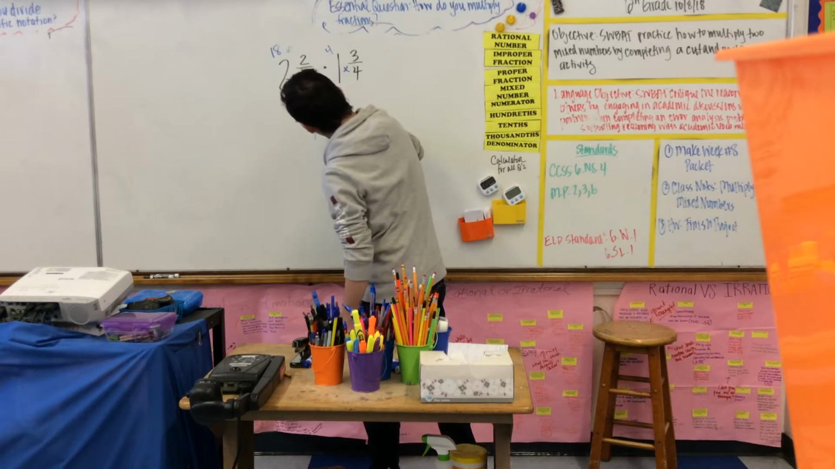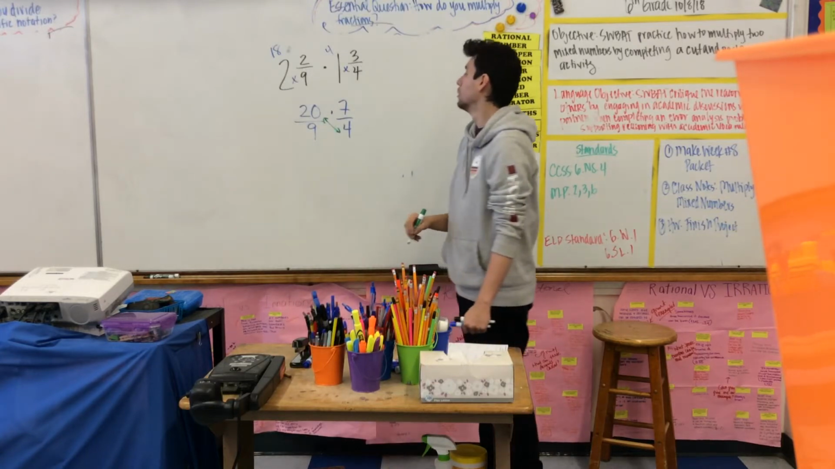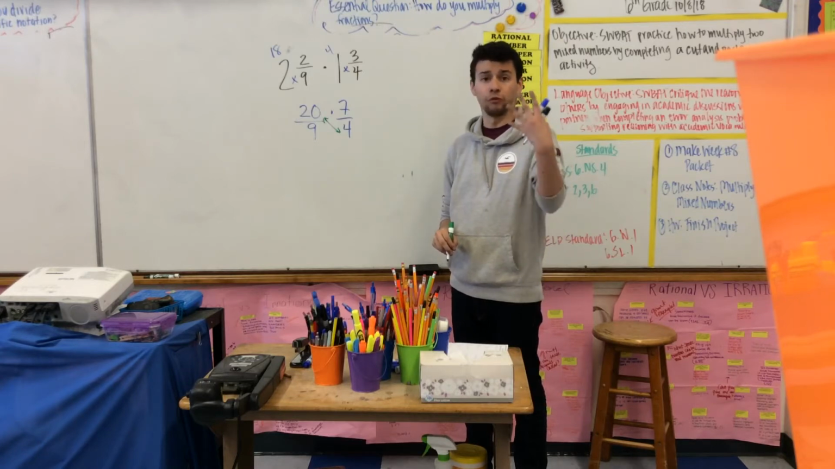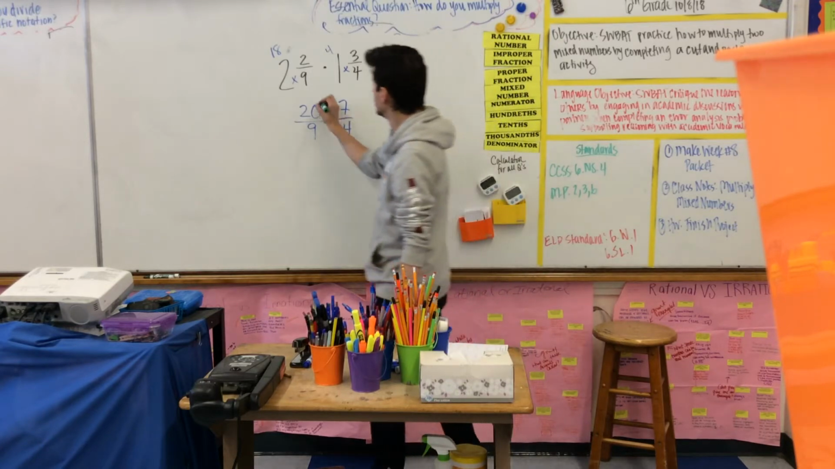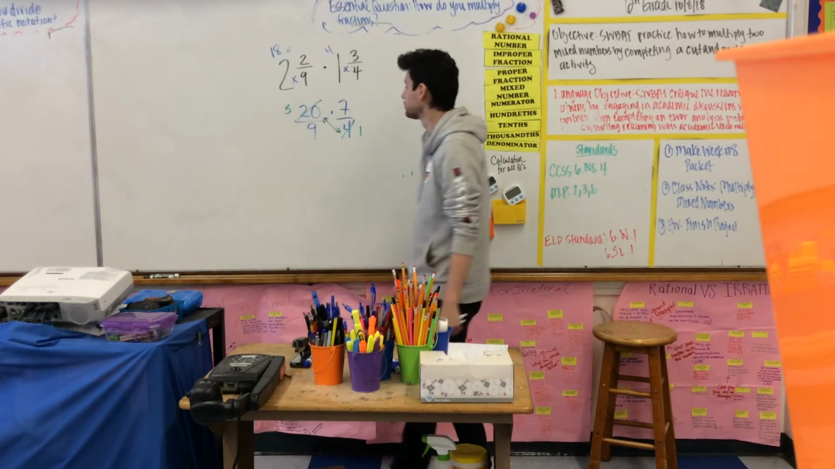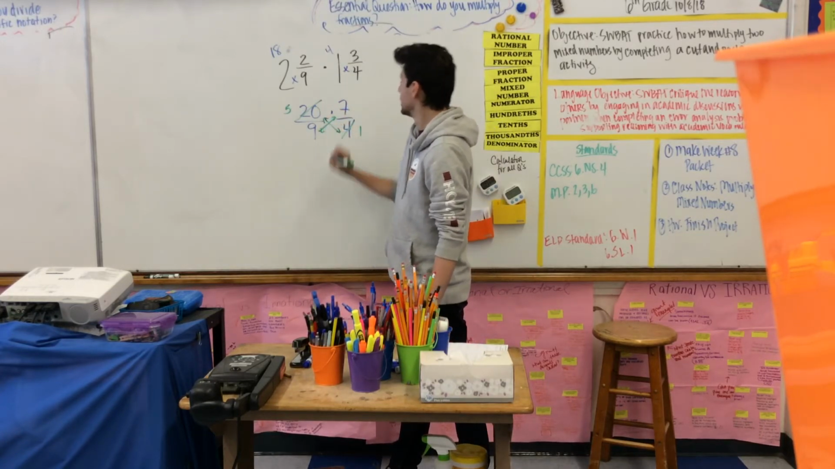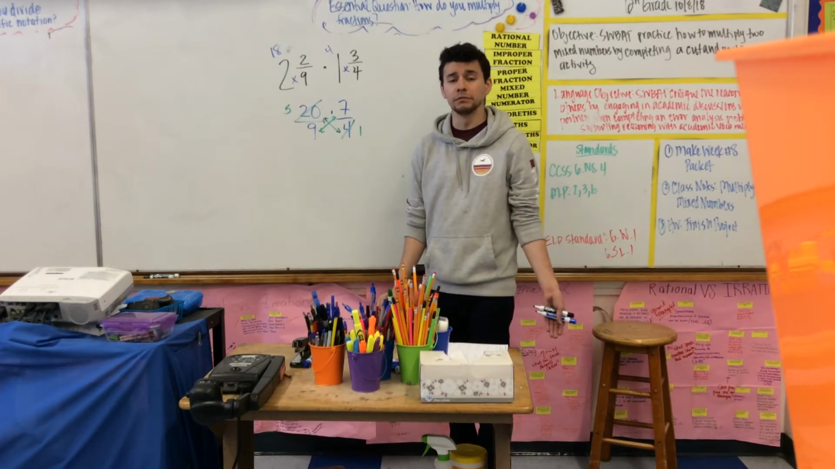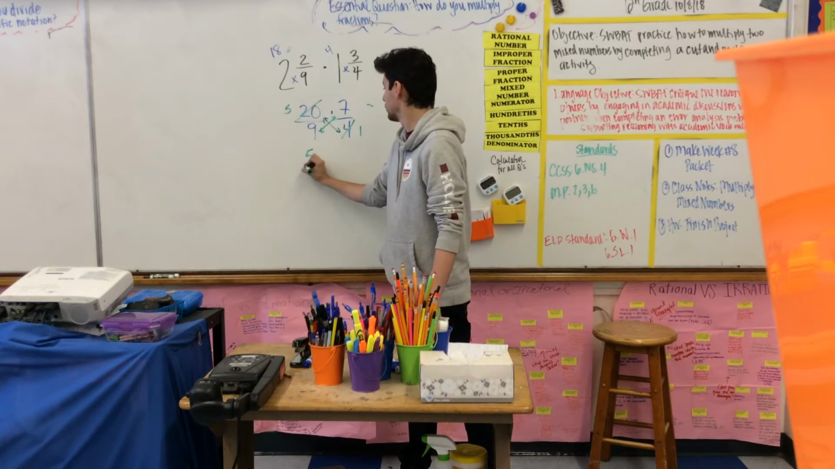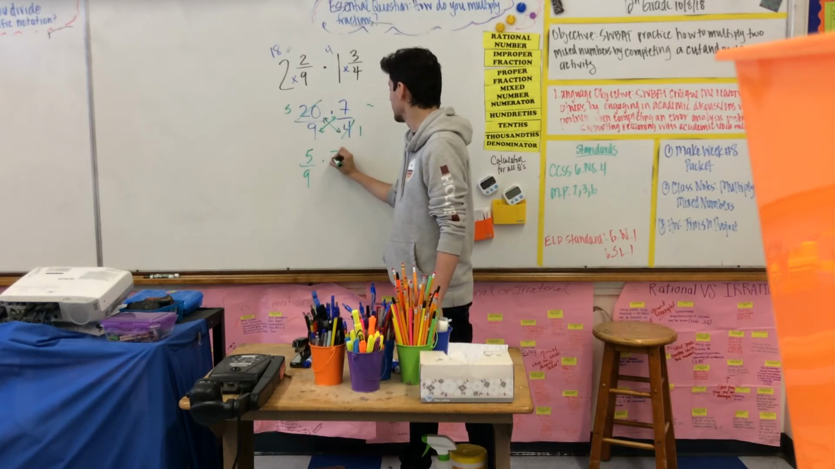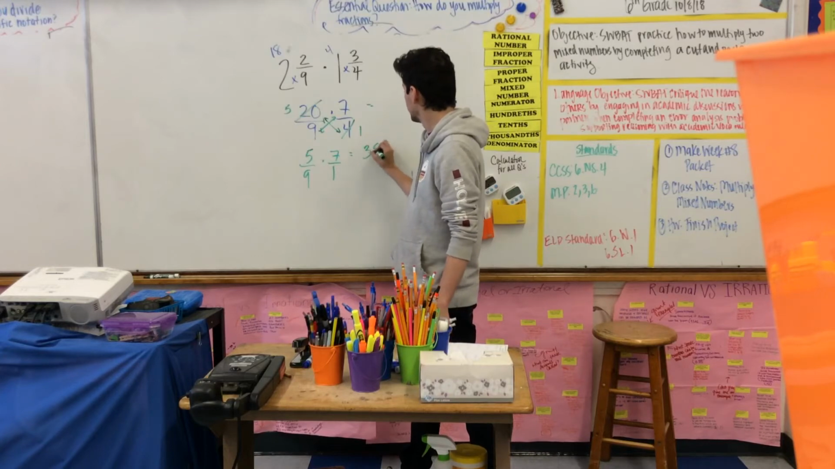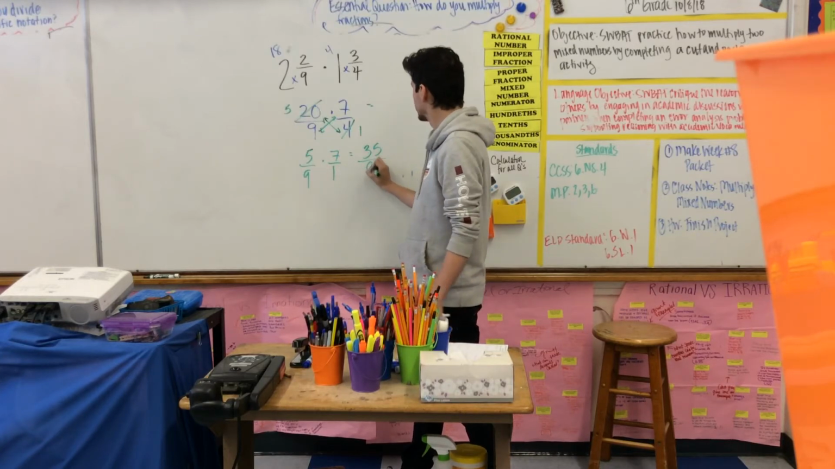I want to do the X, cross canceling. What number goes into 20 and 4? 2, 4. I'm going to choose a bigger number. 20 divided by 4 is 5. 4 divided by 4 is 1. Look across. Is there a number that could go into 9 and 7? Well, just 1, so that one doesn't count. So let me recopy this. 5 over 9 times 7 over 1. 5 times 7 is 35. 9 times 1 is 9.